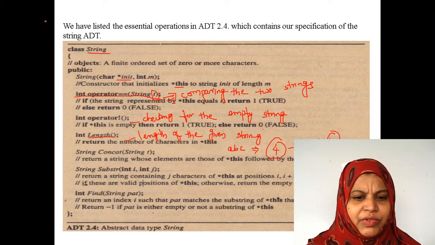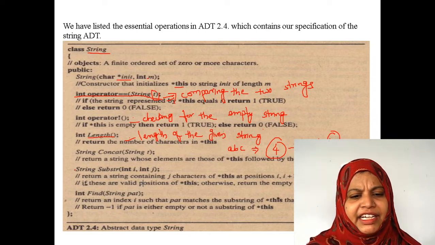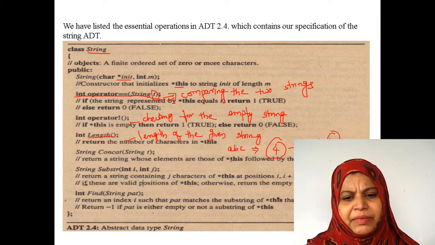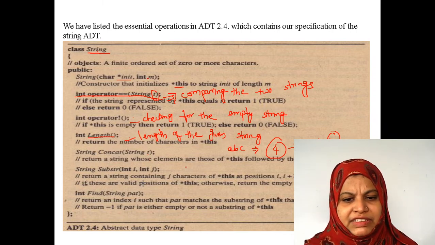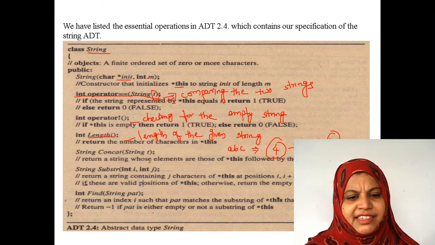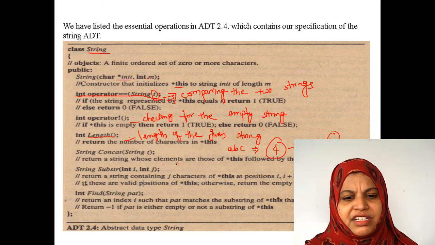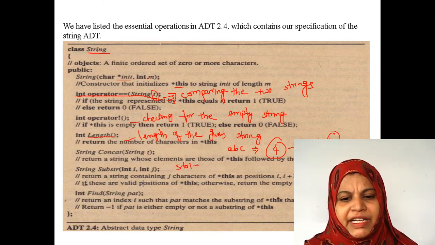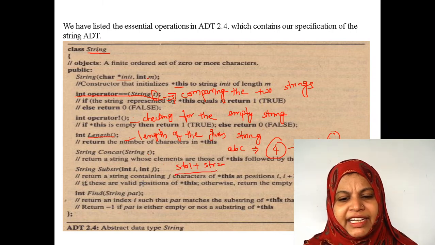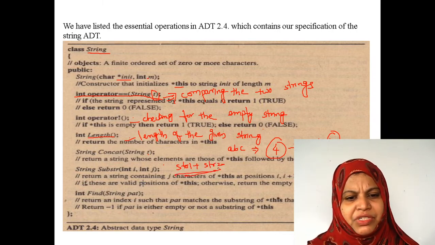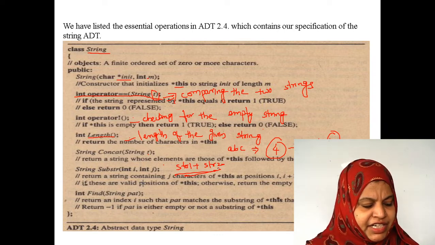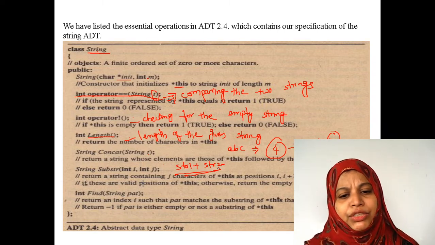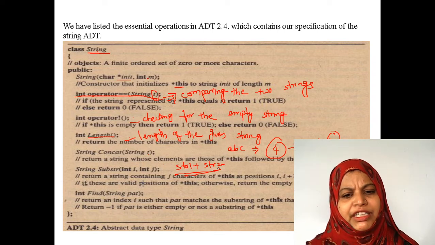Right? Next one is the string concat. Concatenation of two strings. Return a string whose elements are this followed by the T. Here, T is already in this initial string. Again, we have two strings. So first string plus second string, string 1 plus string 2. So concatenation is the union of two strings. By using the concatenation function, we are going to find the union of two strings.